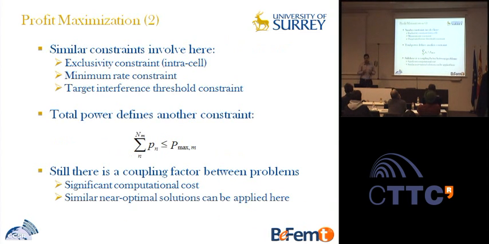So similar constraints that we had in case of cost minimization are involved here, including the exclusivity constraint at intracell, the minimum rate constraint, as we talked about, and also the target interference threshold constraint. Additionally, we have this total power constraint, as generally the base stations have got a limited amount of power that is allocated to them. So basically, the total power that's consumed in each base station or femtocell is going to be upper bounded by this consumption value. Still in this framework, we see this interdependency between the two problems of resource allocation and power allocation in the system. And in this form, it can bring significant computational cost.